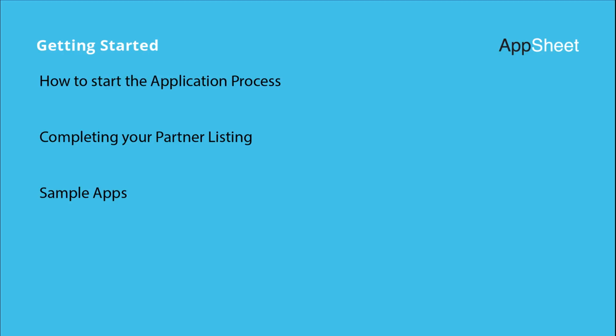Then we'll talk about sample apps because your portfolio on appsheet.com needs to have at least 3 or 4 sample apps. So we'll show you how to mark them as samples so they'll appear there. Then we'll go over some final changes you'll notice in your account and the partner app that you'll be given access to with resources for you.